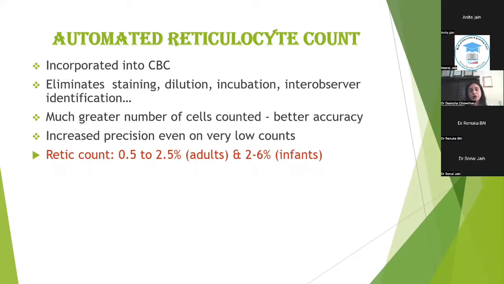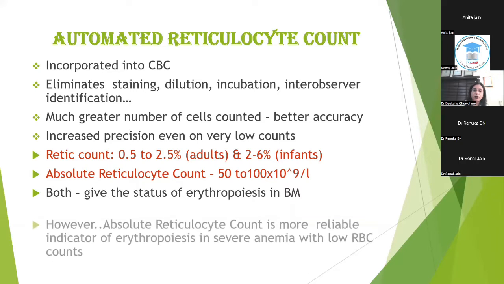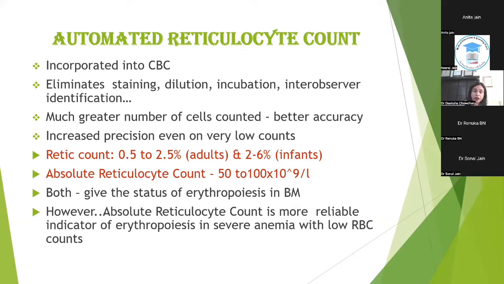The normal range of reticulocyte count, as you all know, is 0.5 to 2.5% in adults and 2 to 6% in infants. The absolute reticulocyte count ranges from 50 to 100 × 10^9 per liter. So both these give the status of erythropoiesis in bone marrow. However, absolute reticulocyte count is a much more reliable indicator of erythropoiesis in severe anemias with low RBC counts.